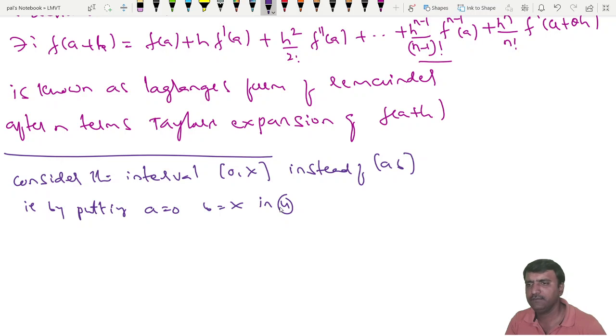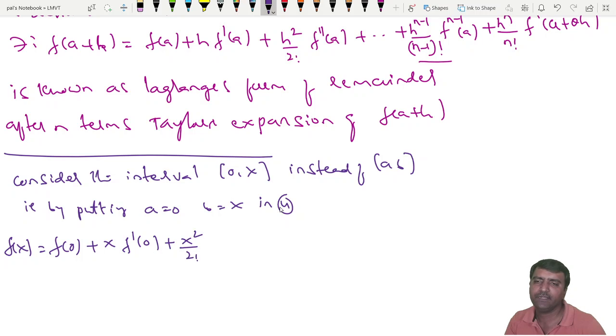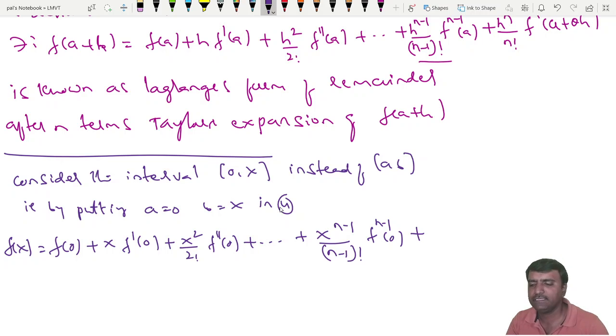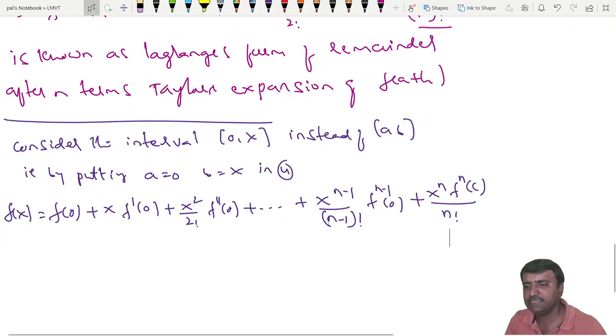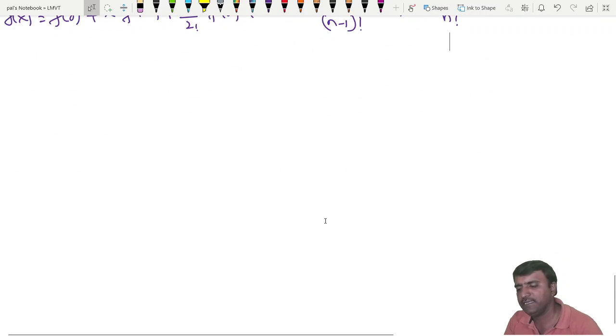So what happens then? f of b, that is f of x, is equal to f of a, that is f of 0, plus b minus a, that is x minus 0, that is x, into f dash of a, that is f dash of 0, plus b minus a whole square by 2 factorial, that is x square by 2 factorial, into f double dash of 0, plus and so on, x to the power n minus 1 by n minus 1 factorial into f n minus 1 of 0, plus the last term. What is that? b minus a to the power of n, that is x to the power of n into f n of c, which you keep as it is, divided by n factorial. Okay, so this result is known as Maclaurin's theorem with Lagrange's remainder.